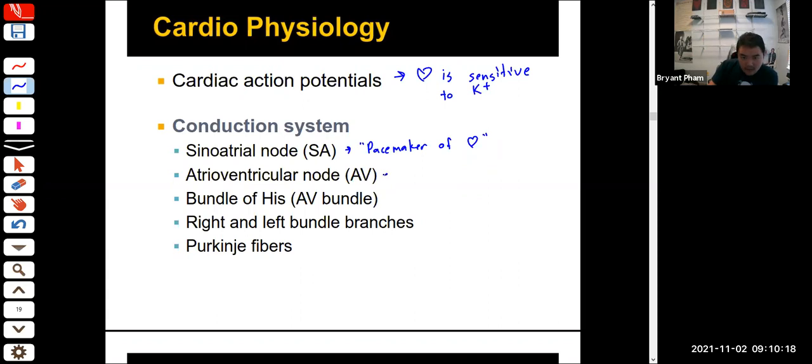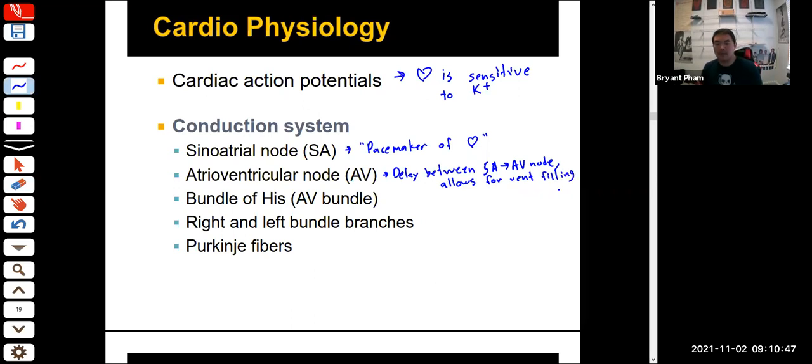Your AV node, there's a delay between the SA to the AV node. This allows for vent filling. Okay. There's a delay between the SA node to the AV node just to allow the ventricles to completely fill.